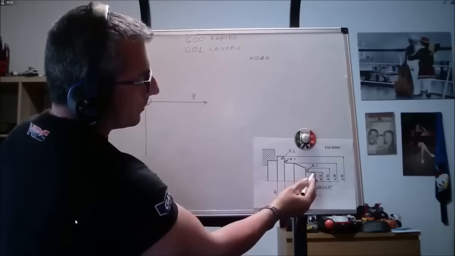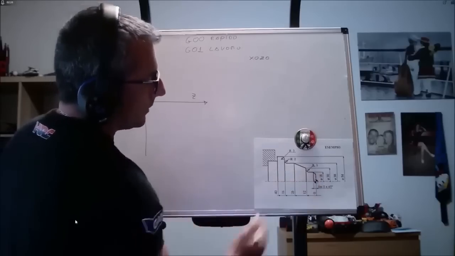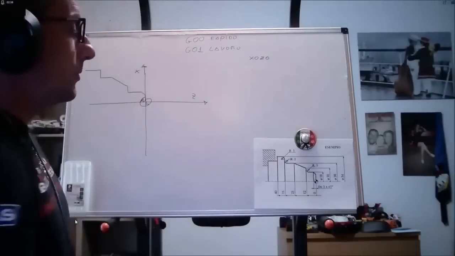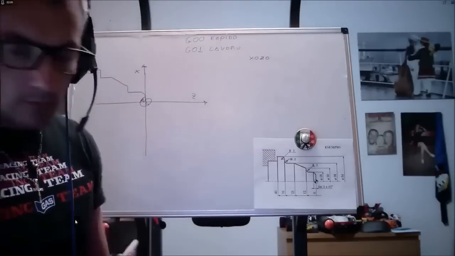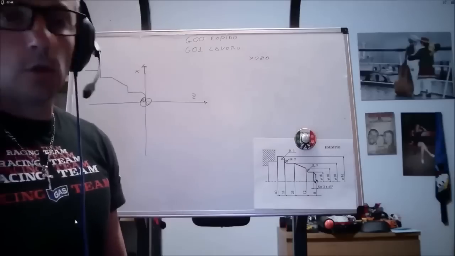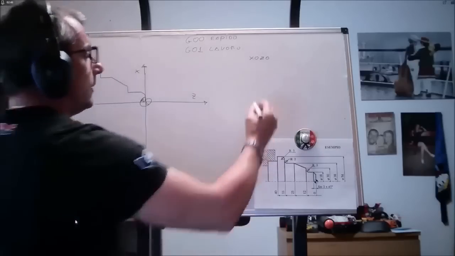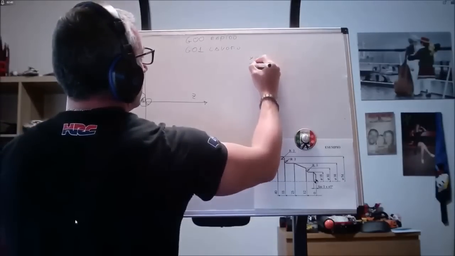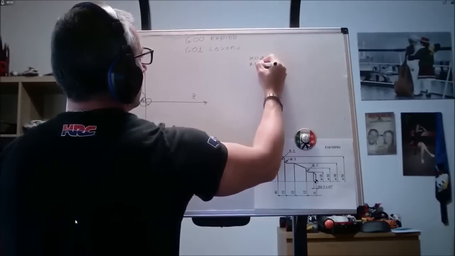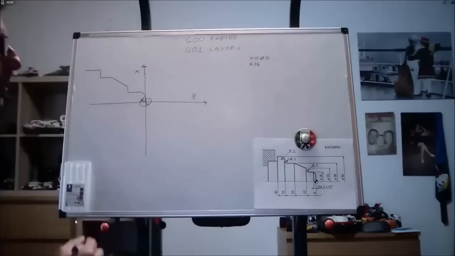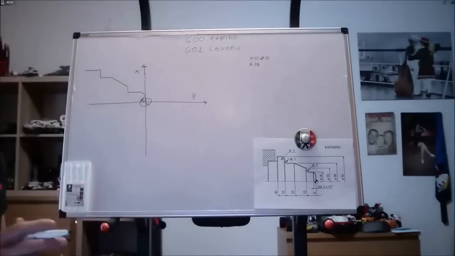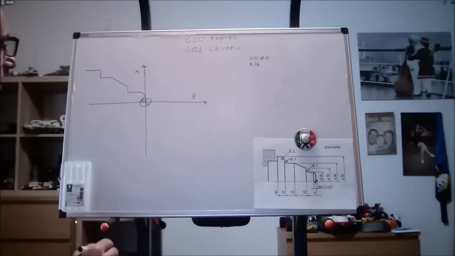So this is a triangle formed by two sides of 2 mm, so it would be natural to say, well, I now go up to x18 minus 2, x16. In reality, I go up to x14. This is because, as I explained, the movements in x are diametrical.